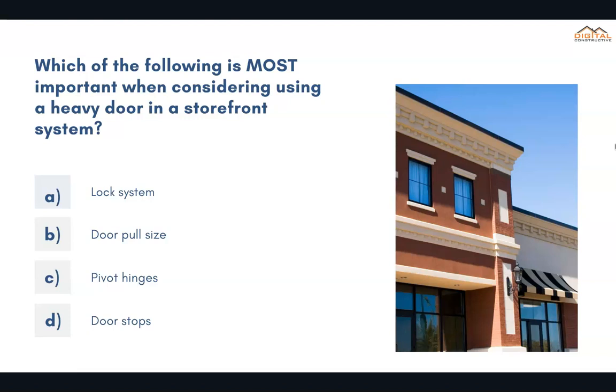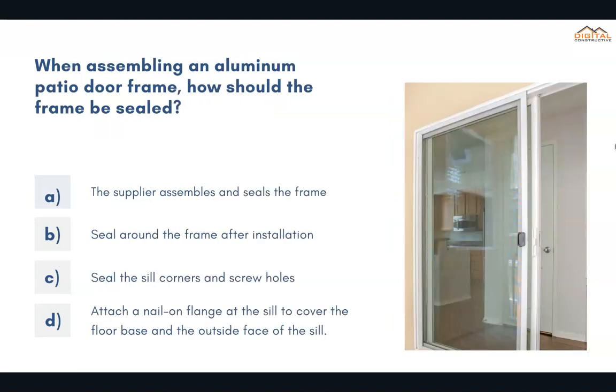Which of the following is most important when considering using a heavy door in a storefront system? The correct answer is C, pivot hinges. When assembling an aluminum patio door frame, how should the frame be sealed? The correct answer is C. Seal the sill corners and screw holes.